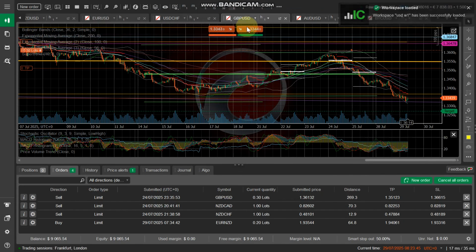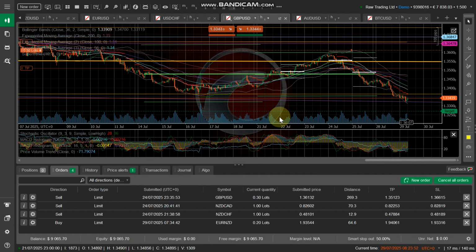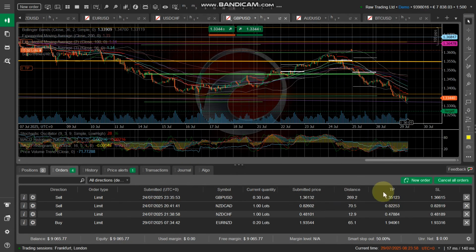Swiss franc is the strongest pair, plus 5. What happened here? Okay, the USD was here before. I need to change the lot size on New Zealand CAD. I haven't changed it yet. New Zealand Swiss franc, New Zealand Euro. I already changed this one. New Zealand CAD, New Zealand Swiss franc.